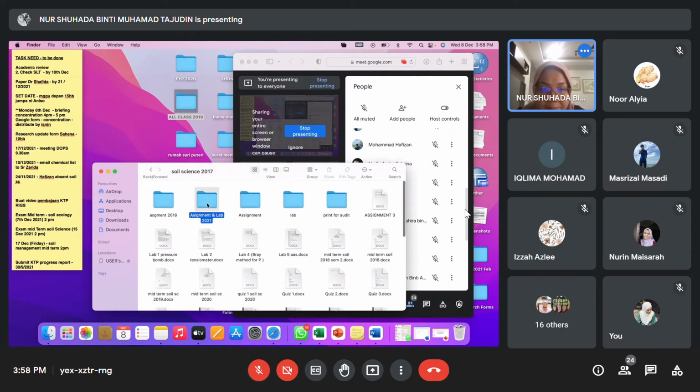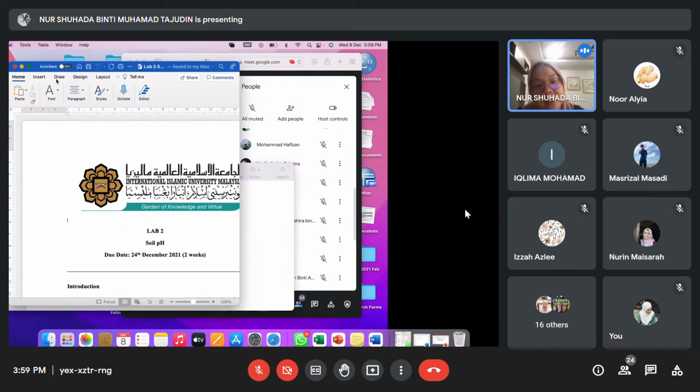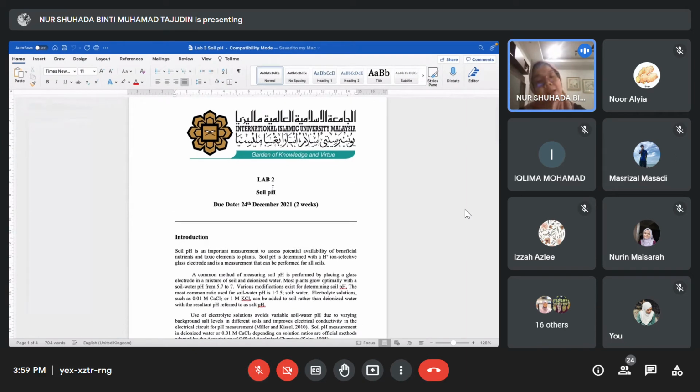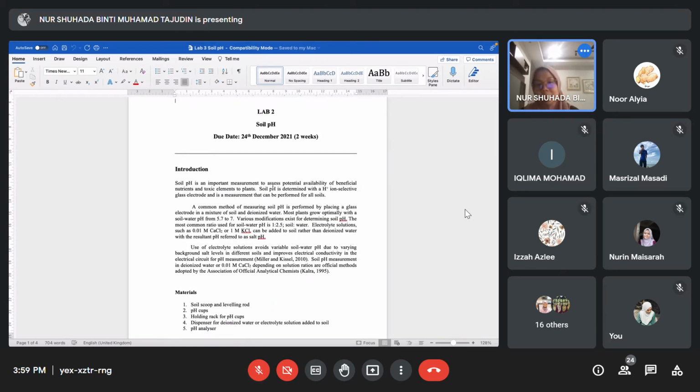For lab number 3, it is the determination of soil pH. I give you 2 weeks to do the lab report. The objective of this lab is for you to know the method of determining soil pH. We have a few methods, but in this lab manual we have 2 methods: determination of soil pH using water, and determination of soil pH using calcium chloride.